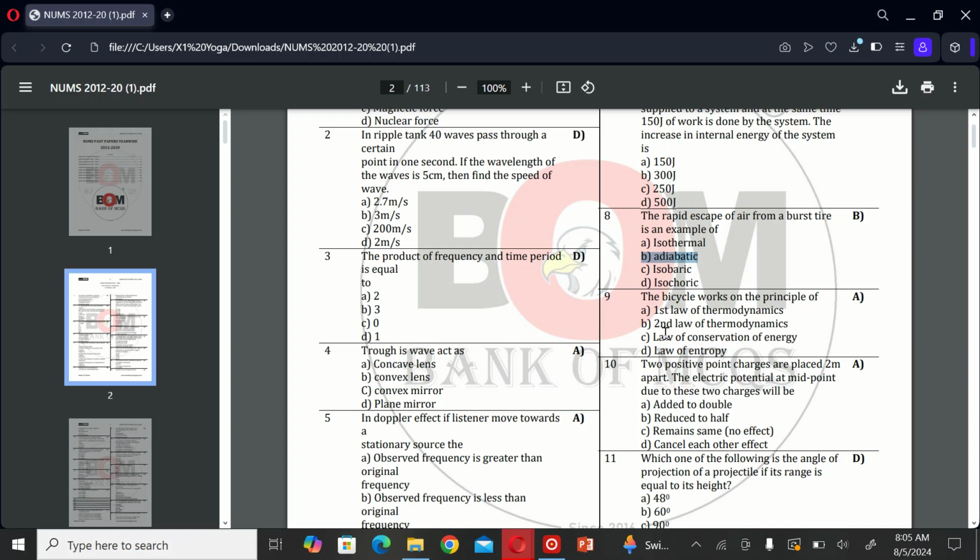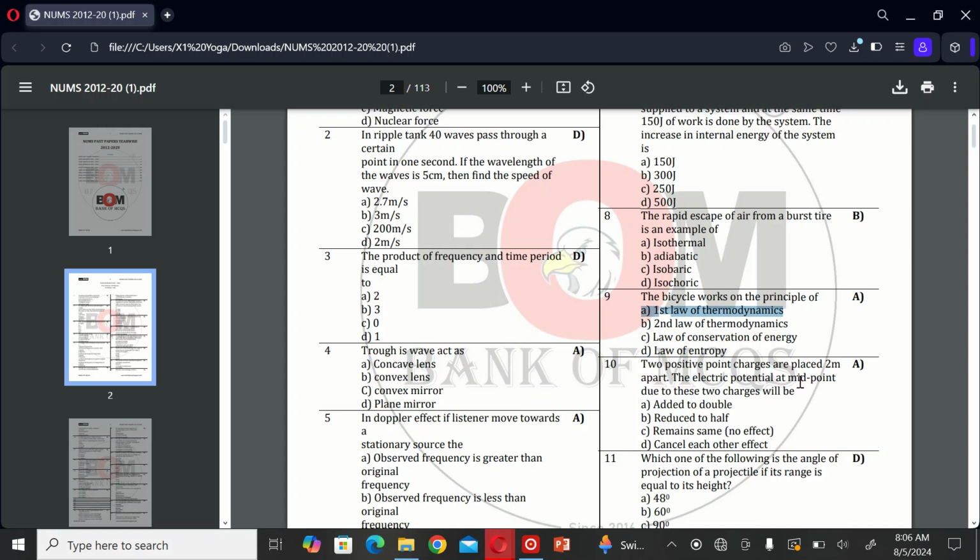The next MCQ is: the bicycle pump works on the principle of A. First law of thermodynamics, B. Second law of thermodynamics, C. Third law of conservation of energy and D. Law of entropy. So the correct option is A. First law of thermodynamics.